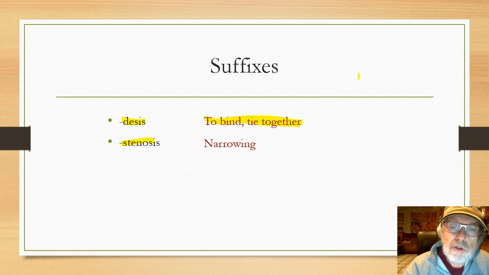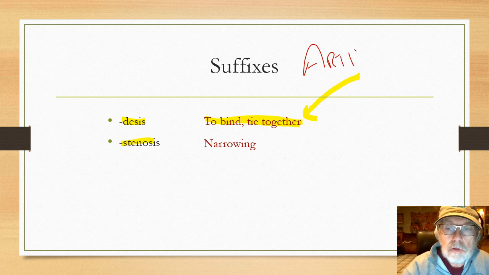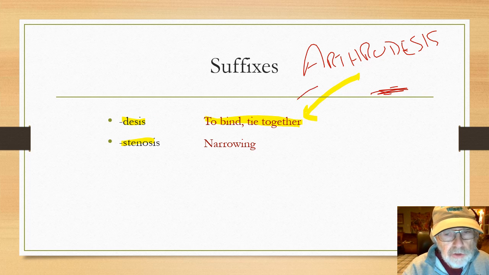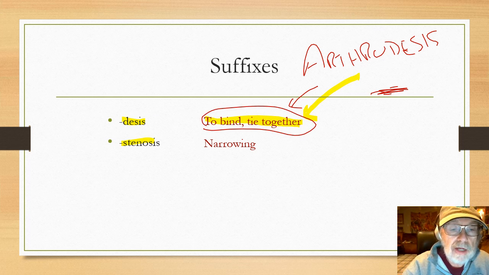So a lot of times what they do surgically is what's called an arthrodesis. That arthrodesis is a situation where they go in and surgically remove whatever cartilage is there, and then they take the two raw ends of the bone, stick them together and run screws or plates through them to hold them together until those two raw ends of the bone actually fuse to each other like one bone. So now there's no motion at all, and that's called arthrodesis. Again, it's to bind or tie together.